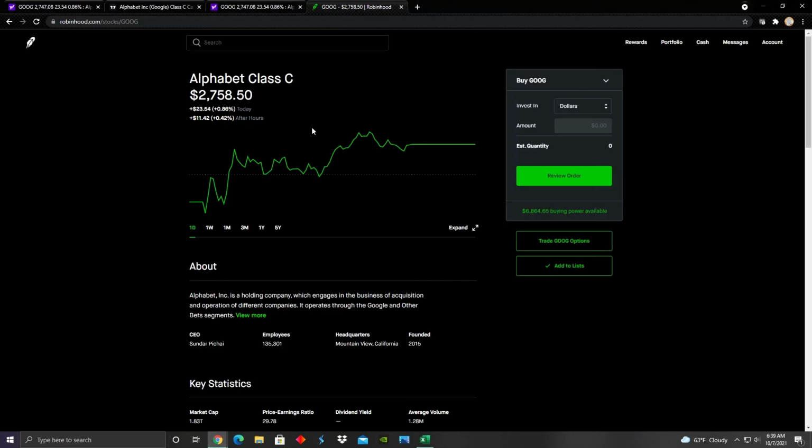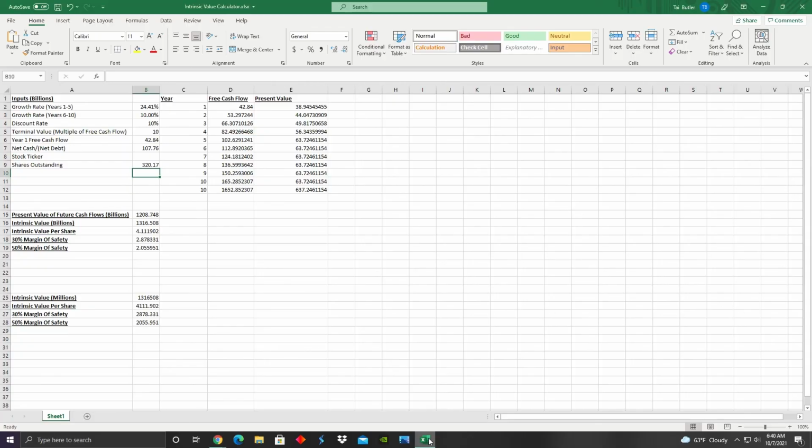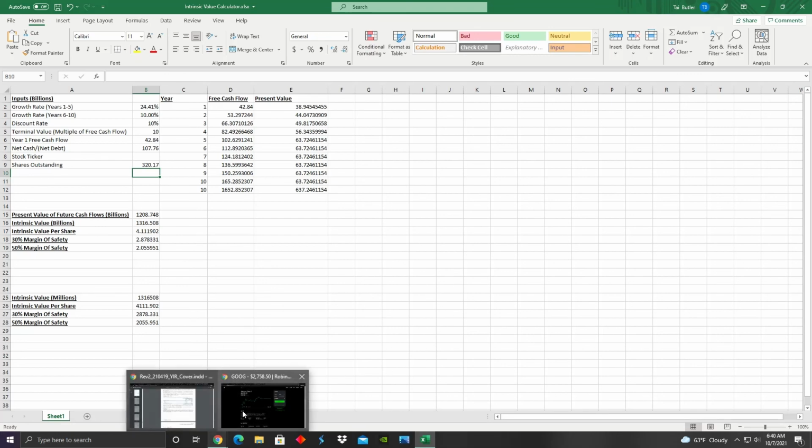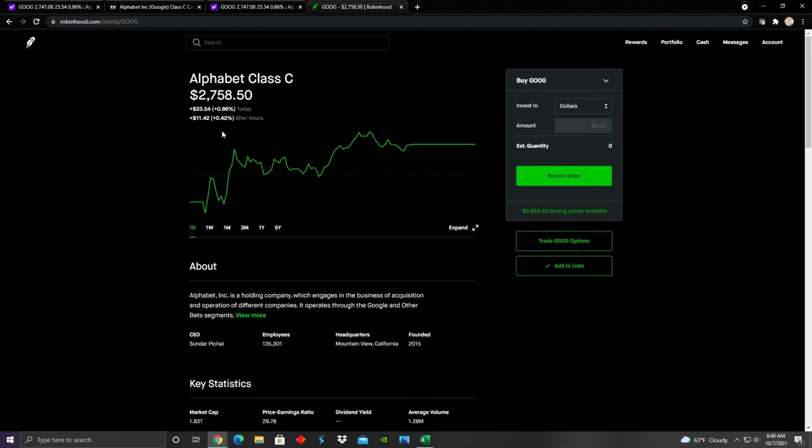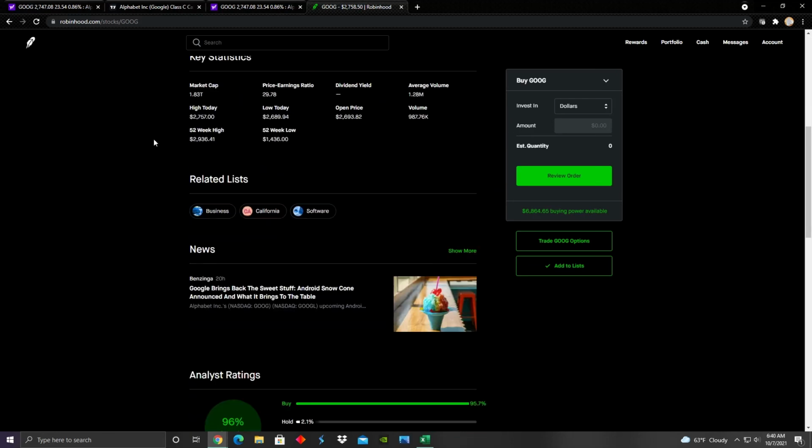And just to compare that to what Google's share price is right now, it says it's at $2,758. So that meets our 30% margin of safety, but not our 50% margin of safety. So according to this discounted cash flows model, Google would be considered a buy right now because its share price is trading at a 30% margin of safety relative to their current cash flows.